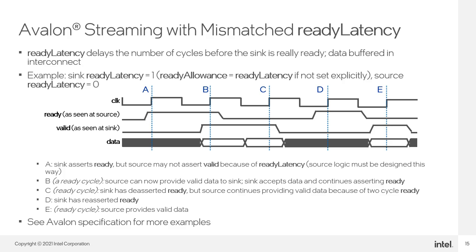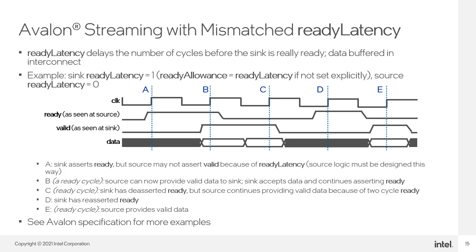For cycle C, the sink has deasserted ready, but notice that valid data is still received by the sink. Even with ready deasserted, the ready from cycle B still applies to cycle C, making cycle C a second ready cycle. This also matches the readyAllowance property value of 1, meaning data is still accepted 1 cycle after ready is released. At cycle D, ready is asserted again, but like cycle A, cycle D is not a ready cycle, so no data transfer takes place.